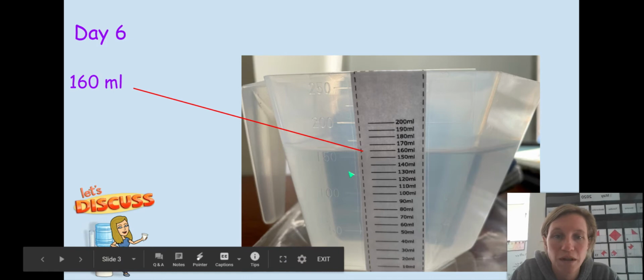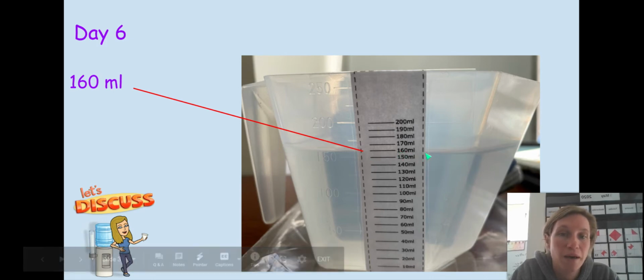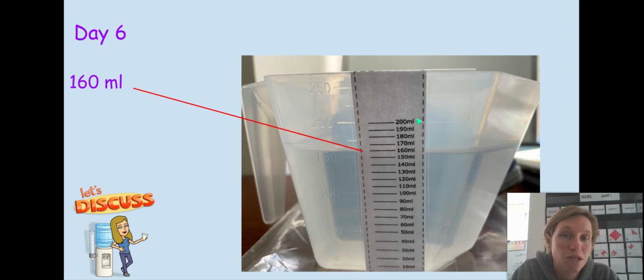Notice that the water level is now at 160 mLs, which means that if we started at 200 mLs, 40 milliliters have evaporated. That means that the water has left its liquid state and turned into a gas and gone off into the air. So 40 milliliters have evaporated, and we're currently at 160 milliliters on day 6.